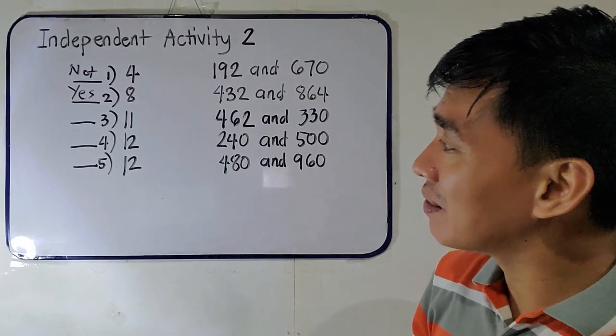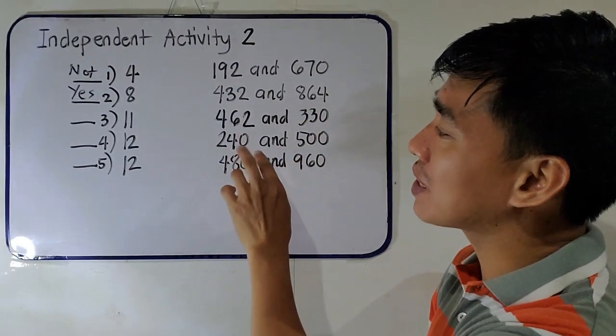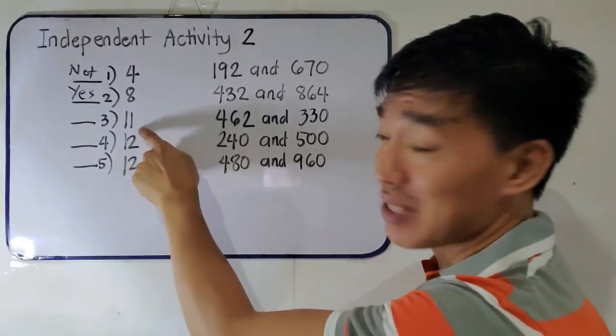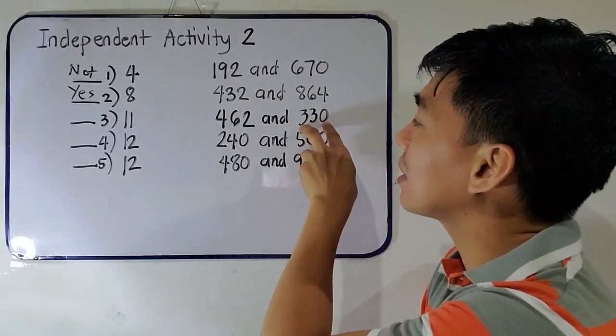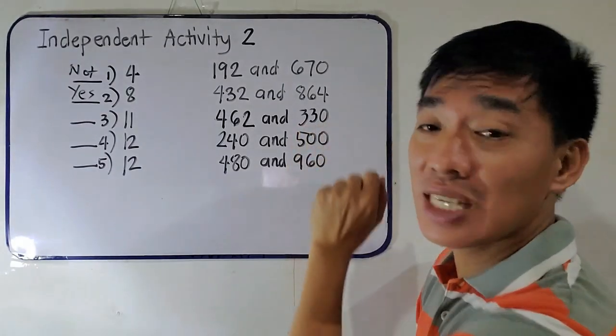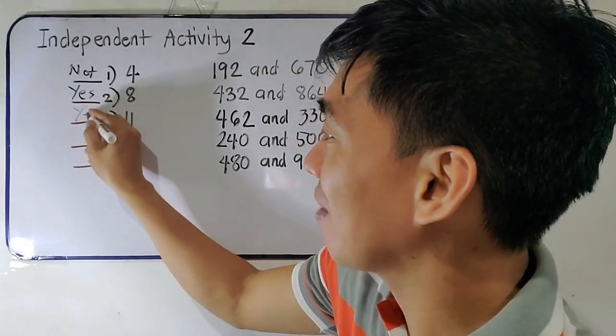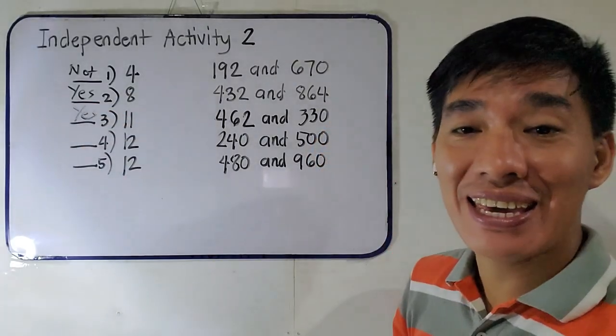For 11, for these two numbers, 4 plus 2 is equal to 6 minus 6, so that's divisible by 11. 3 plus 0 is equal to 3 minus 3, so that is equal to 0. Therefore, yes, both of them are divisible by 11.